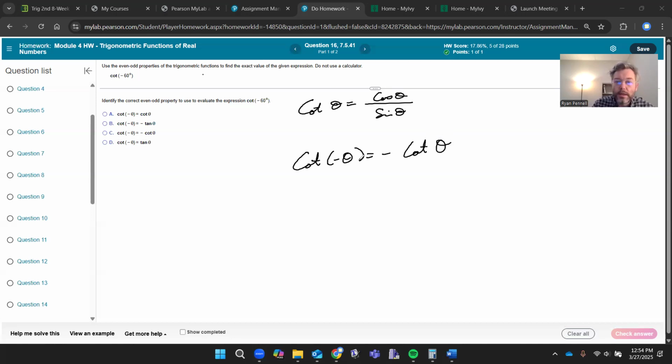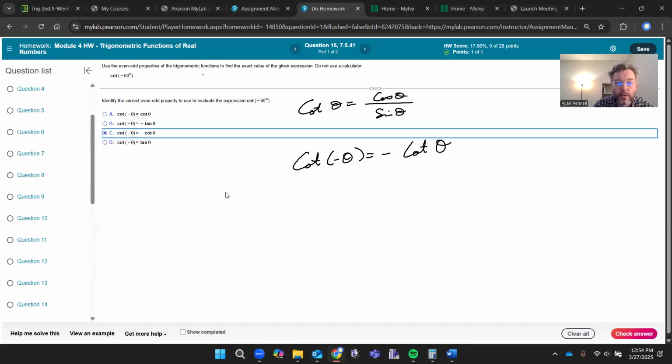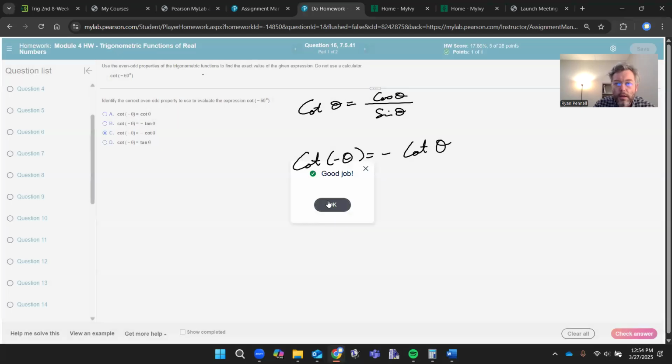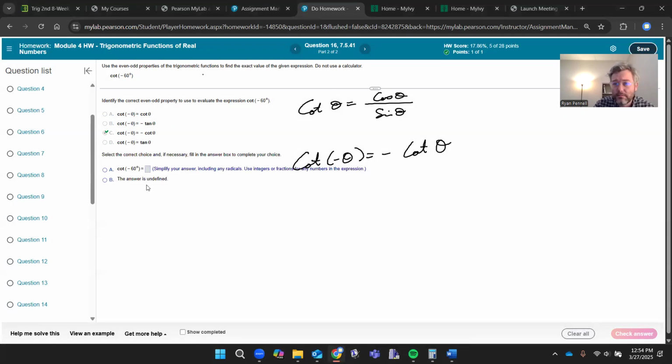Okay? So we see that that's true. That's because of the sine. That's what's causing that to happen. So we should be able to choose out of one of these choices. We have the cotangent should be equal to the cotangent, but the opposite. It's an odd function, so that should work. And it says good job. Okay, I just wanted to make sure that that works.